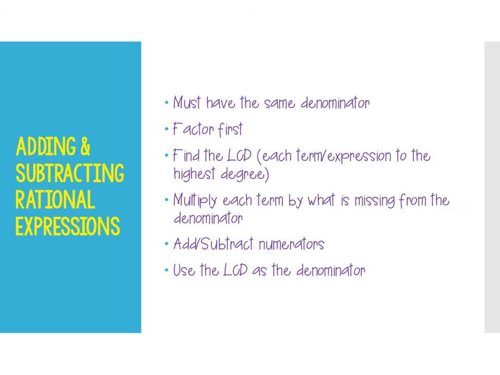But it's pretty simple. When you're adding and subtracting rational expressions, they have to have the same denominator, just like every fraction. We're going to factor the denominators first before we find that least common denominator. Then we find the least common denominator, so we take each term or expression to the highest degree that's there. Then we multiply each term by what's missing from the denominators. And then add and subtract the numerators. And the answers should have that least common denominator as the denominator. So we're going to work through some examples, but here are your steps should you get stuck somewhere.